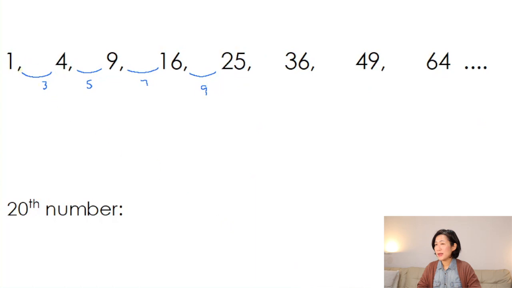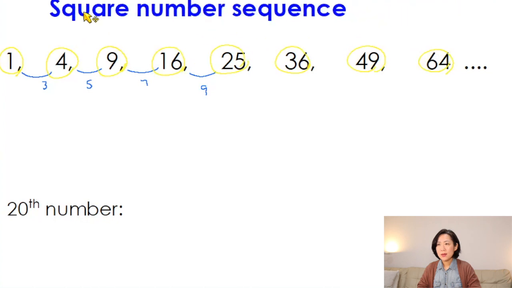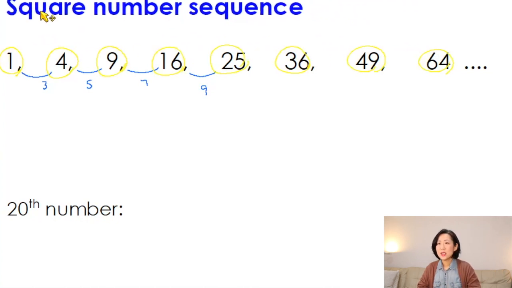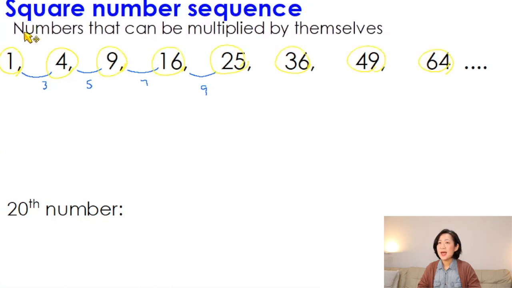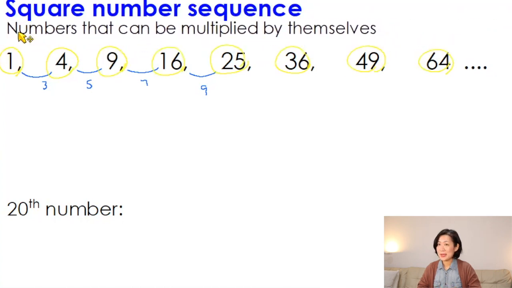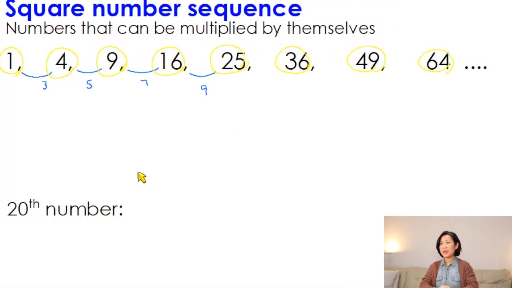Then let's see, how can you find our formula? Let's focus on each number. 1, 4, 9, 16. I think I'm familiar with these numbers. How about you? All of these numbers are square numbers. So this number sequence is called the square number sequence. And the square number means, you all know that, right? Numbers that can be multiplied by themselves.